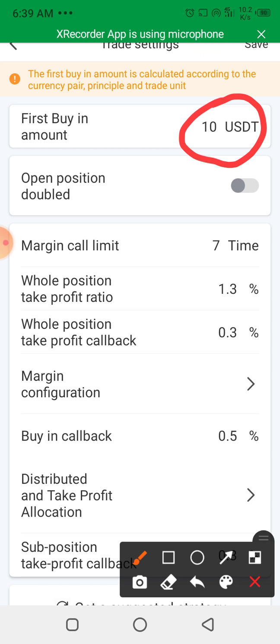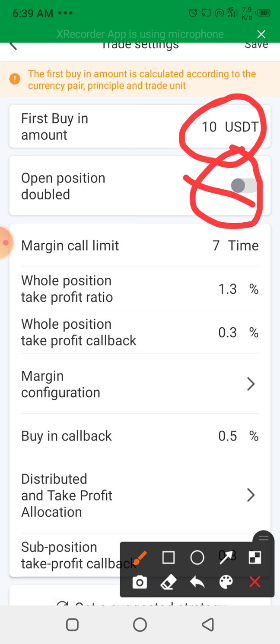Then the second one is open position double. What it means is that if you switch this button on, then instead of 10, it will carry 20. And subsequently, any multiple you indicate to carry, it will carry it times 2. So usually we leave this one like this. We don't switch it on. It is not advisable to switch this one on.